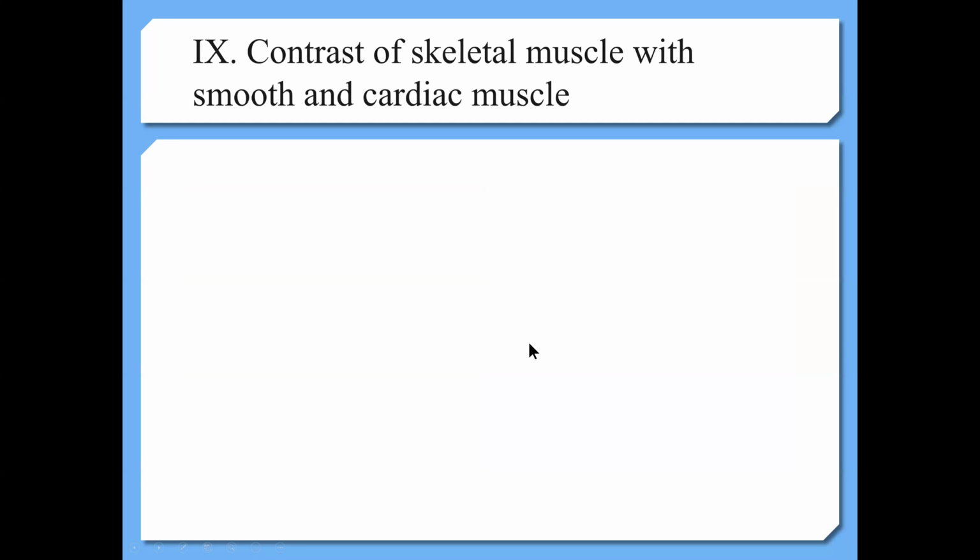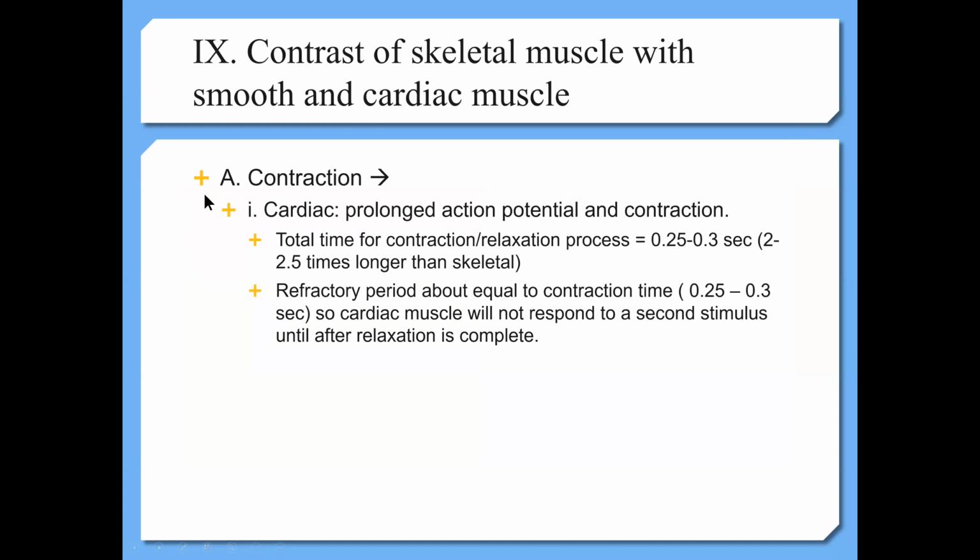Okay, so I alluded to the fact that there's a period of time that skeletal muscle can contract, and it's very short. And I also told you that cardiac muscle cannot fatigue. Skeletal muscle is the only of the three types of muscle that can fatigue. Cardiac muscle doesn't fatigue. Smooth muscle doesn't fatigue. Cardiac muscle has a prolonged action potential and contraction. Total time for contraction is 0.25 to 0.3 seconds, 2 to 2.5 times longer than skeletal muscle. Remember, skeletal muscle was 6 to 100 milliseconds. Now we're talking about fractions of a second.